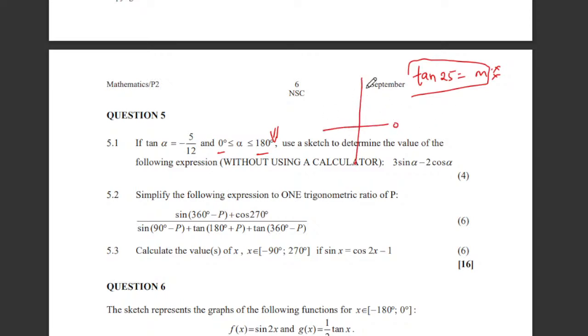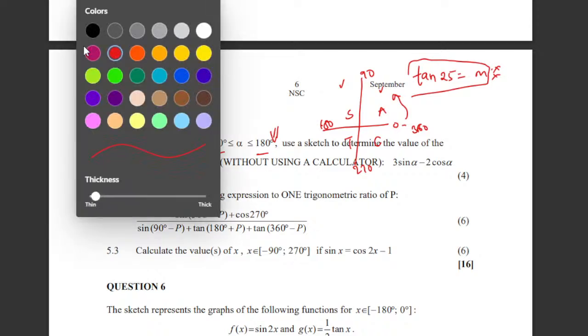Okay, so 0, 90, 180, 270, and 360. So we label angles, or we measure angles in the anti-clockwise direction. So they told us between 0 and 180, so we're looking at quadrant 1 and quadrant 2. From your CAST diagram it is something like this. Now we look at your tan. This tan is negative. So between quadrant 1 and quadrant 2, where do we find tan to be negative? It's basically quadrant number 2.